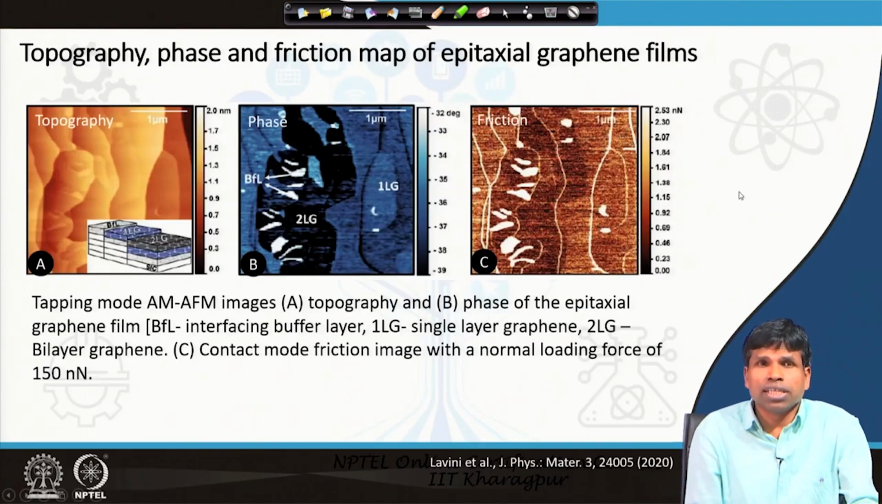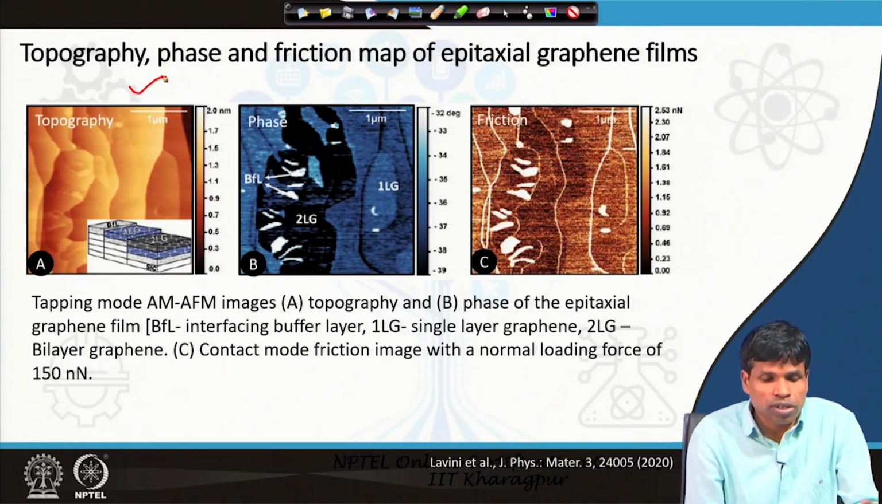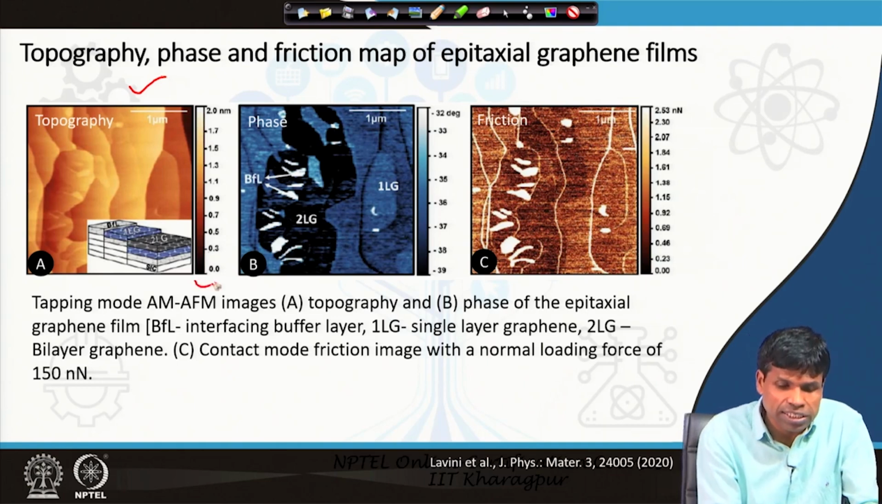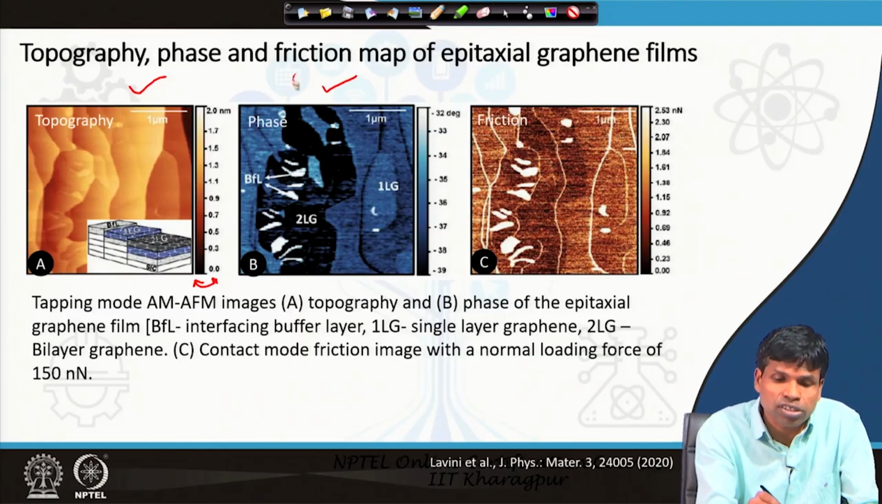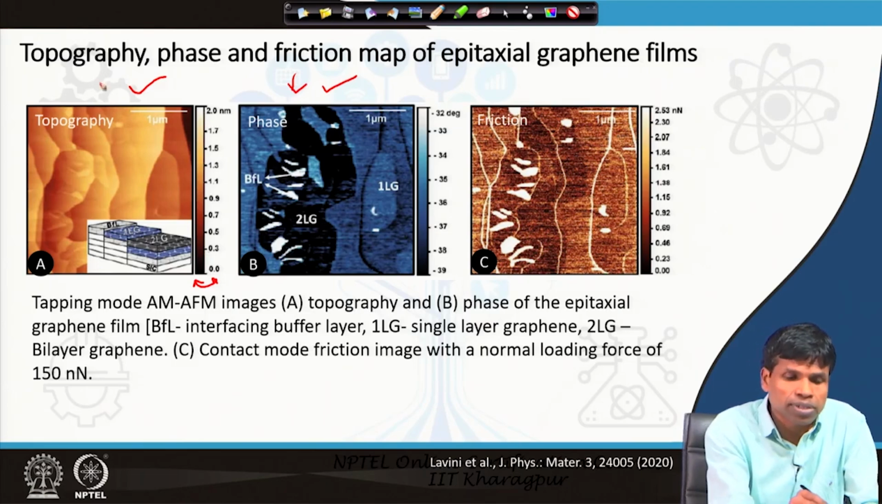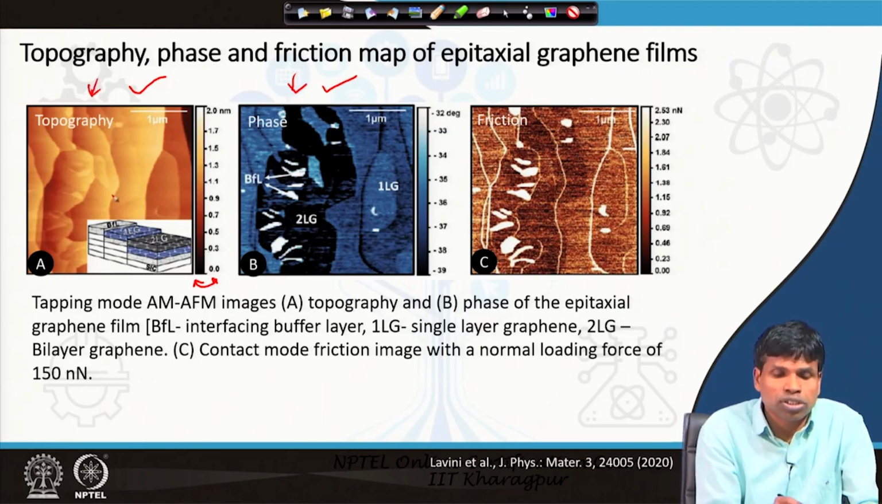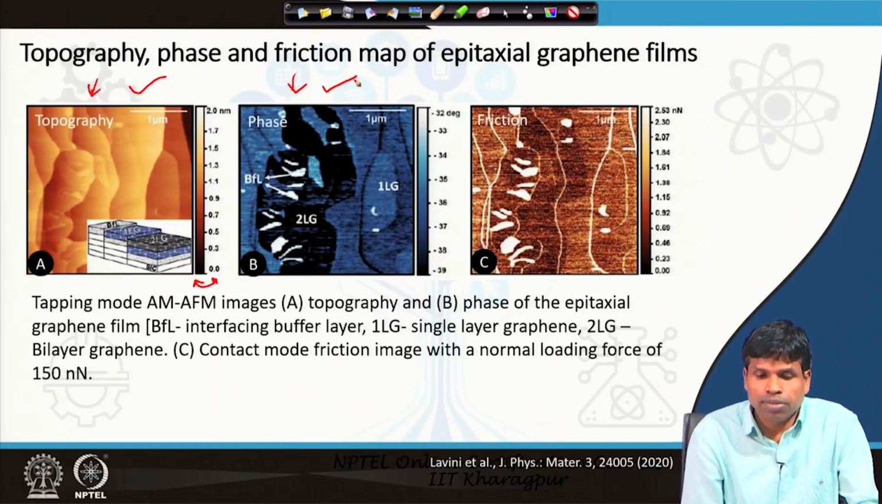This is the example we have seen before, the graphene films. This is a topography image with a topography contrast. This is the scale bar of the topography contrast. This is a phase contrast. We have seen how the phase image gives us more information, which we could not get with a height image. From the height image, it is not possible for us to know which is one layer graphene, two layer graphene, and the buffer layer graphene. So, the phase image could give us this information.